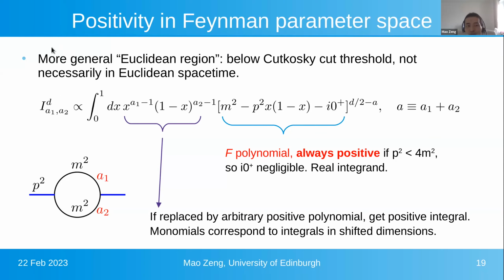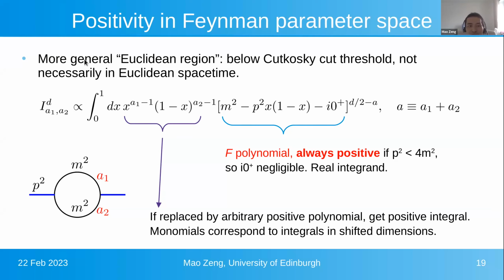an integral from 0 to 1 for the Feynman parameter. The powers of the propagators become powers of x and 1 minus x. And then you get some graph polynomial or symanzik polynomial. This symanzik polynomial is always positive as long as the value of p squared is below the Cutkosky threshold. So you get something that's always positive. It never crosses 0 to negative values. So this i epsilon prescription never has an actual effect and can be safely ignored.